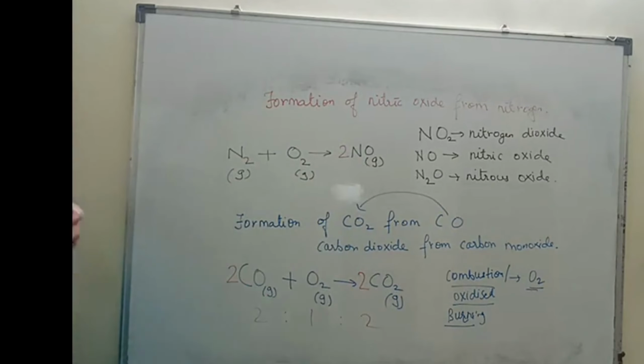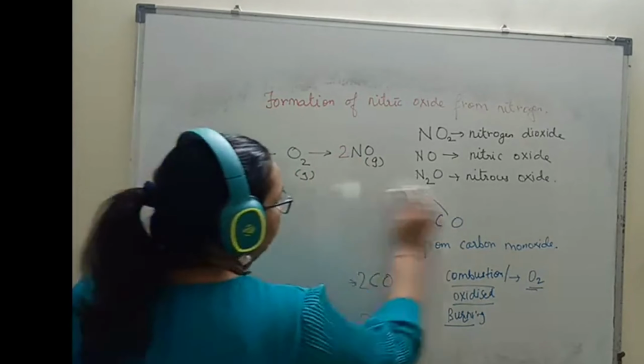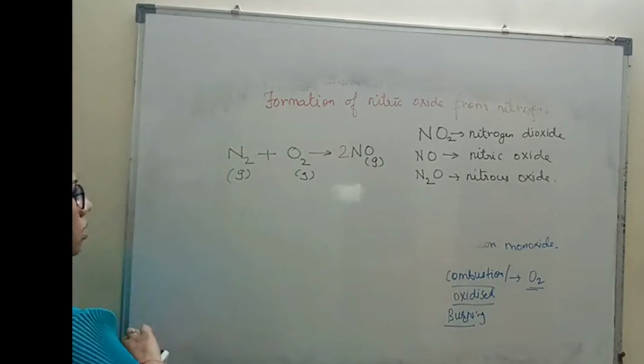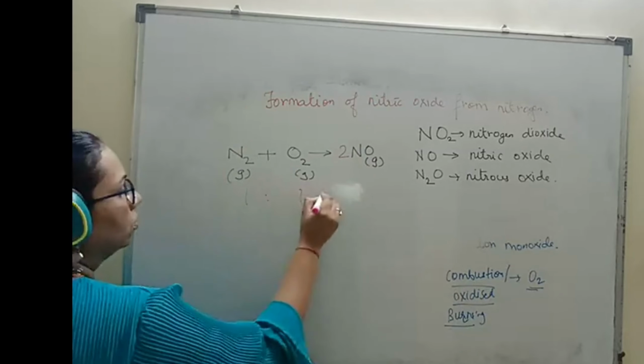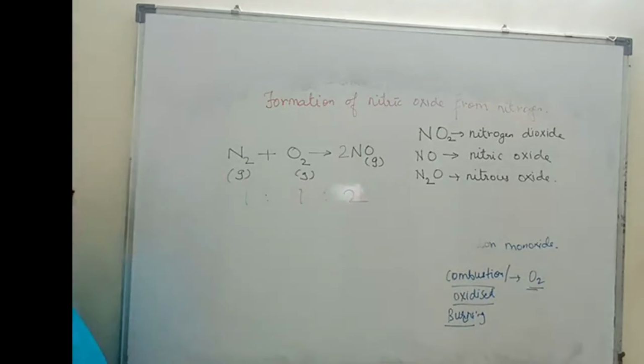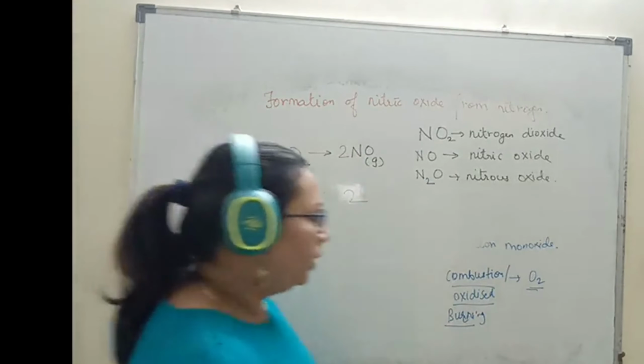1 is to 1 is to 2. Correct. The ratio is 1 is to 1 is to 2. Okay. So that is what you gave Lussac. This is not the only question. We need to solve that.